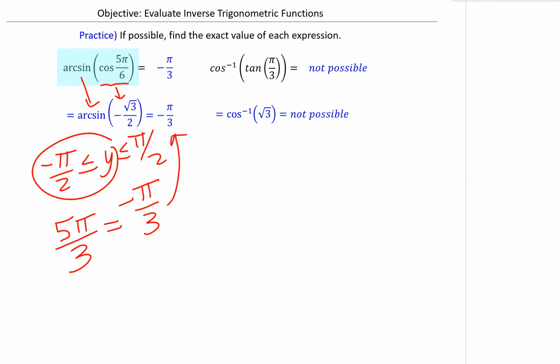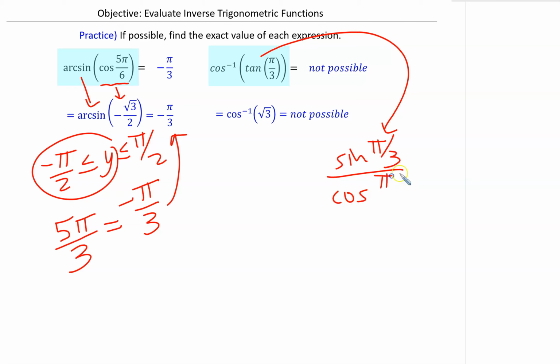For the second one here, we get tangent of pi thirds radians. So we're looking again at a ratio of sine over cosine. So sine of pi thirds over cosine of pi thirds. Sine of pi thirds is root 3 over 2. Cosine is 1/2. And that reduces to the root 3 that we see here.